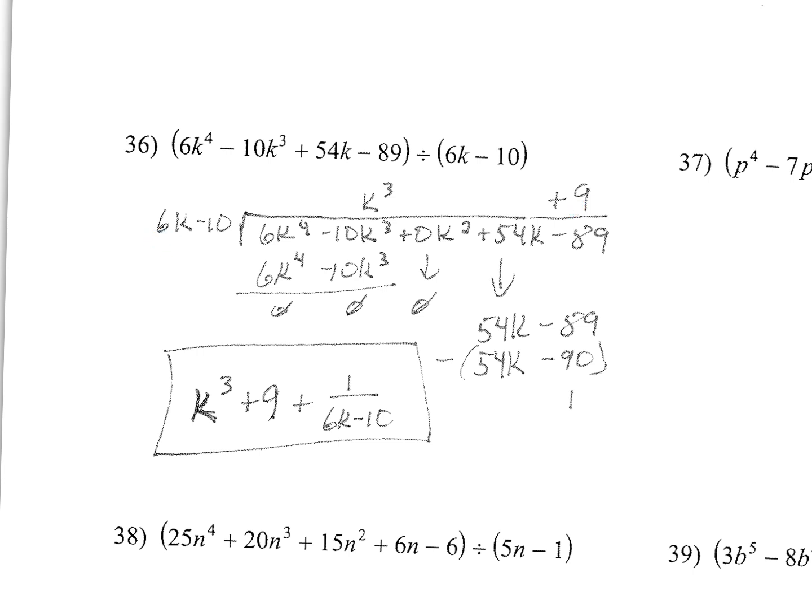And we have 9 times 6k, it's 54k. 9 times negative 10 is minus 90. When you subtract both of these, the 54k minus 54k just cancels, there's 0, but negative 89 minus negative 90, that's negative 89 plus 90, which is 1. You have a remainder of 1. So we have k to the third plus 9 plus 1 over 6k minus 10. And that's the answer for number 36.